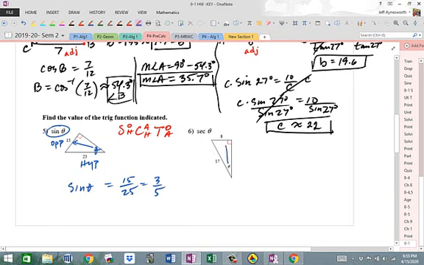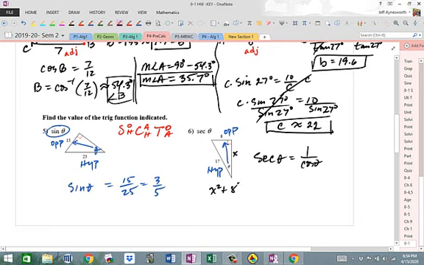Now, this one here, opposite of theta is 8, and the hypotenuse is 17, and it asked me to find secant. Now, secant theta is equal to 1 divided by cosine of theta, or the reciprocal of cosine. So, I know the cosine of theta, which is unknown right here. Well, I need to know the adjacent side, right? And we don't know it. So I'm going to give this a name temporarily here and use the Pythagorean theorem.